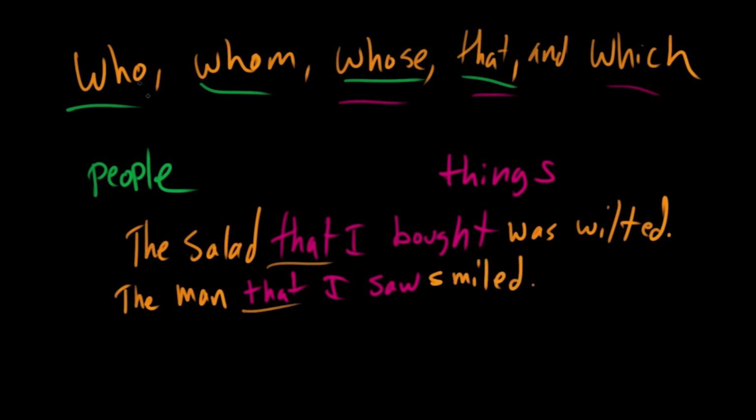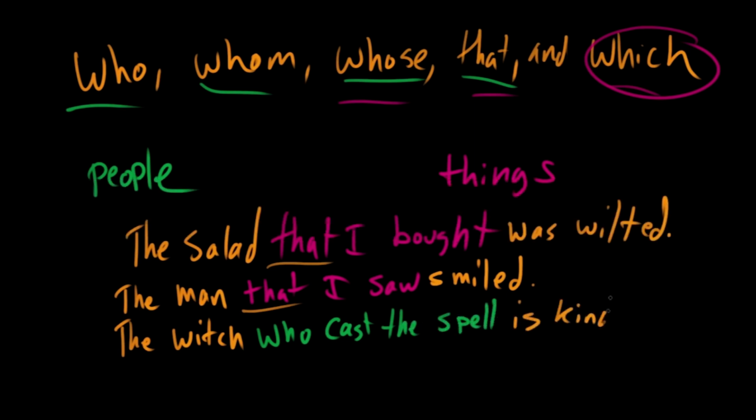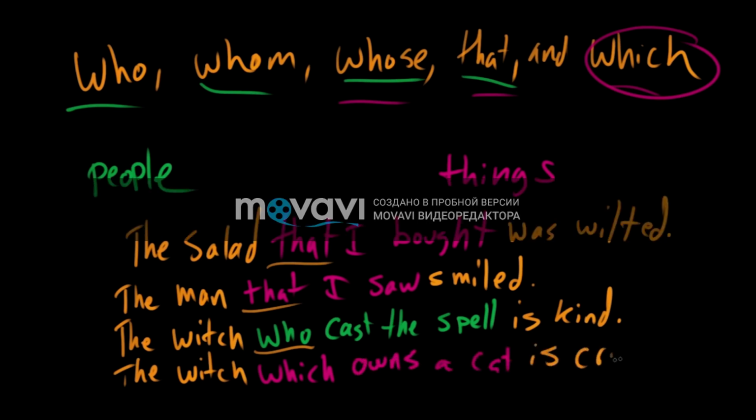I could also use who, but the word which, however, does not play very nicely with people. In the sentence, "the witch who cast the spell is kind," we could use either the witch who cast the spell or the witch that cast the spell, because both that and who work with people, but which, strangely, does not. So we couldn't say, for example, "the witch which owns a cat is cruel." That's just not how the language shook out. Which is not a relative pronoun that applies to people.